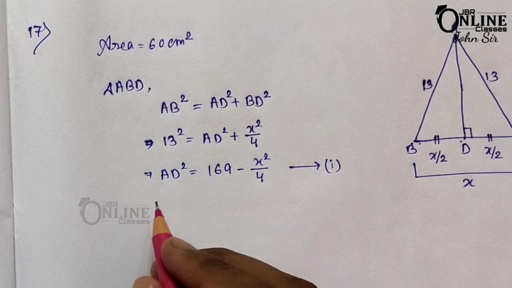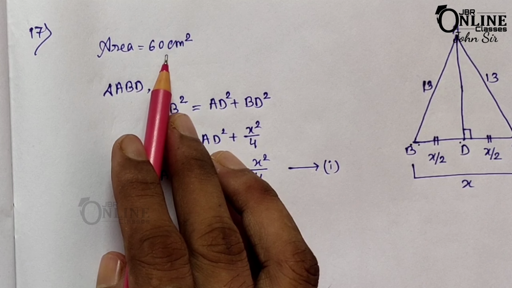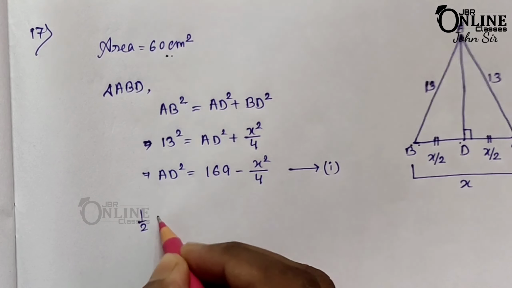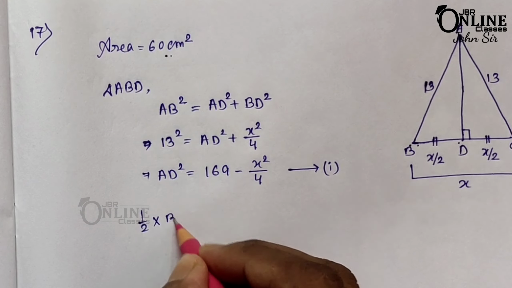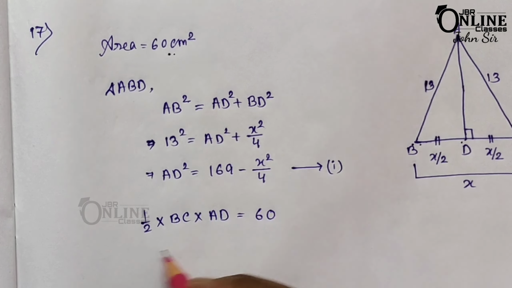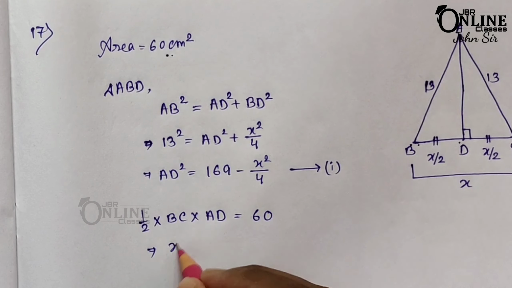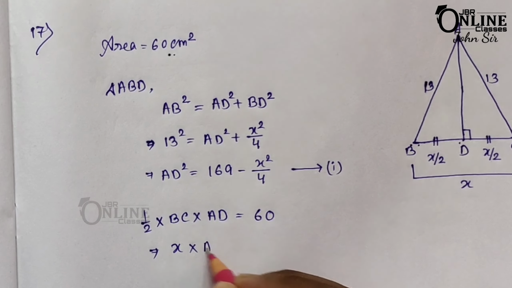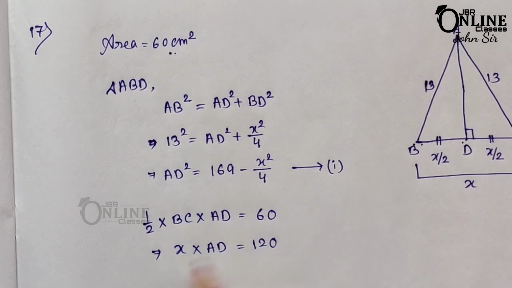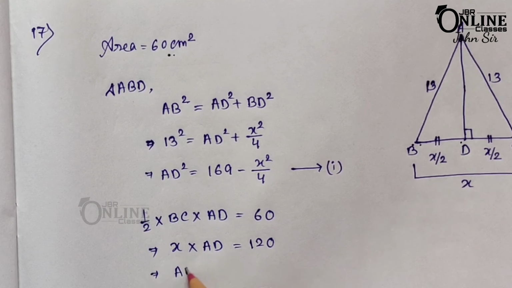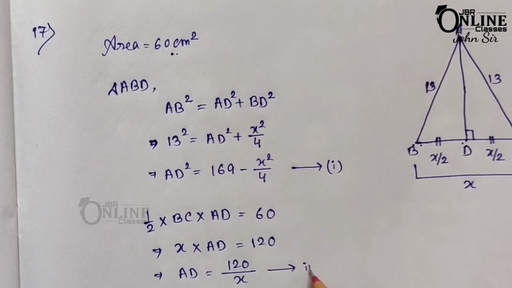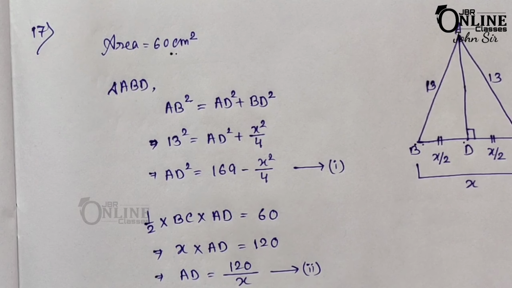Okay, now as you know that the area is 60 centimeter square, that means you know the formula of area, and that is half into base. Base means BC into height. Height means AD, and that equal to 60. So as BC equal to x, x into AD equal to 120. Clear? So from that AD equal to 120 by x. That is equation number 2.